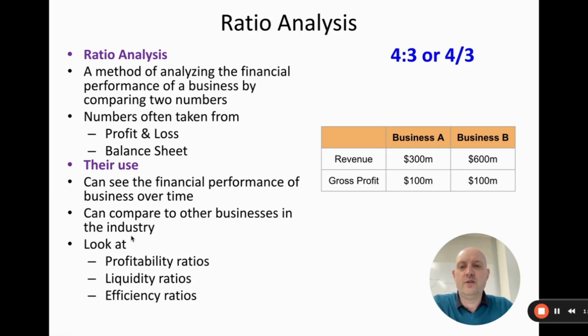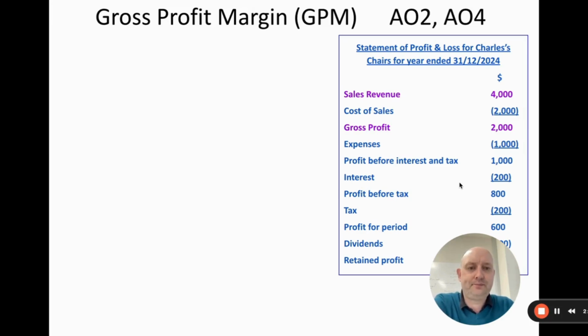Like I said, we're going to look at 3: profitability, liquidity, and efficiency. And here is a quick reason we might look at it. Business A and business B both make a gross profit of 100 million, but business A is making it from a smaller revenue. So you could say that in this situation, business A is doing better, because if they doubled their revenue to 600 million, like business B, then in theory, their gross profit would double as well. So this is what we're going to look at in this video.